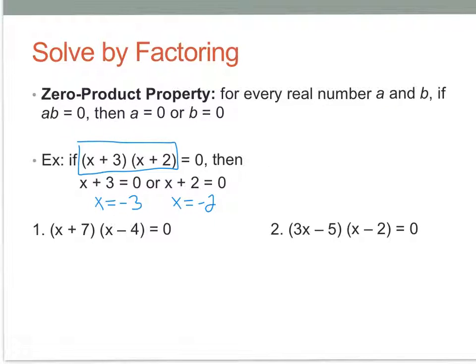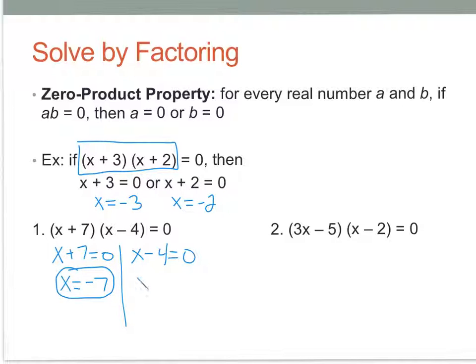So let's look at these first two examples. If you factored, and the factors of your trinomial were x plus 7 and x minus 4, we'll then set each factor equal to 0, and then solve each equation. So now we have two equations we could solve. The first one, you subtract 7, you get x equals negative 7.